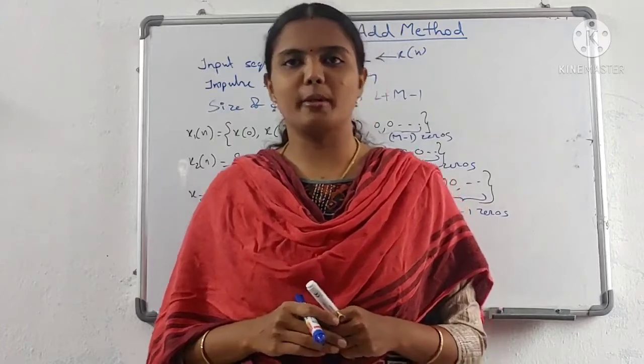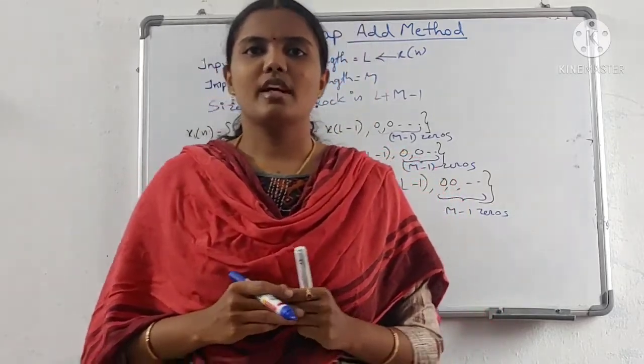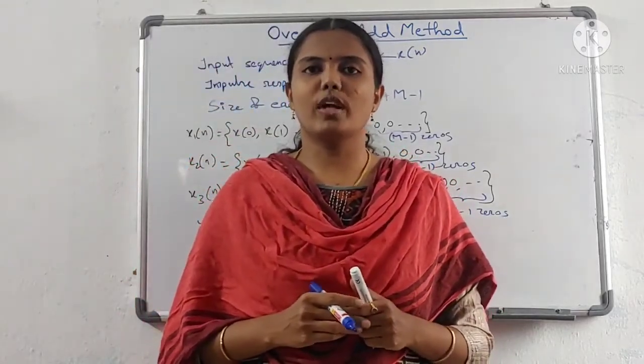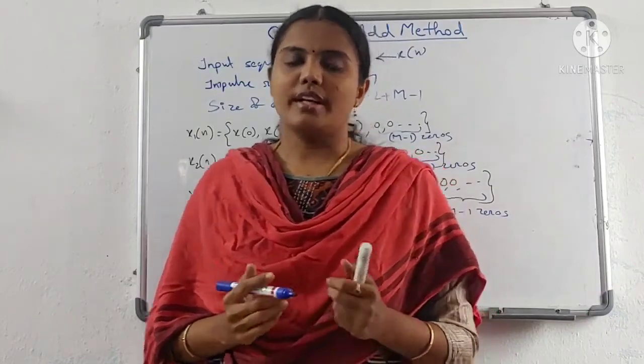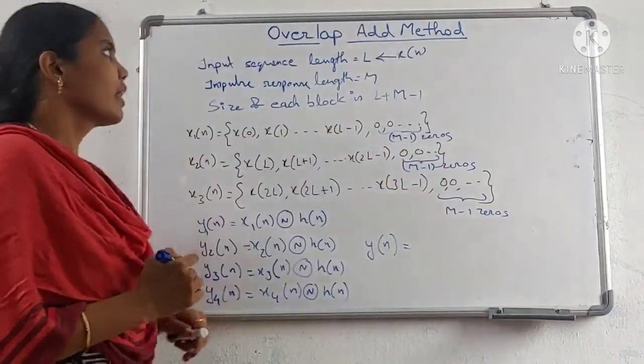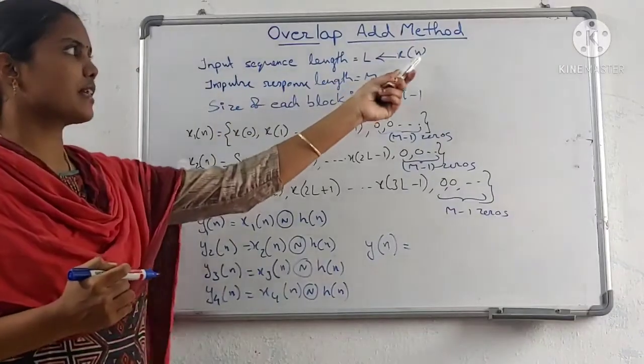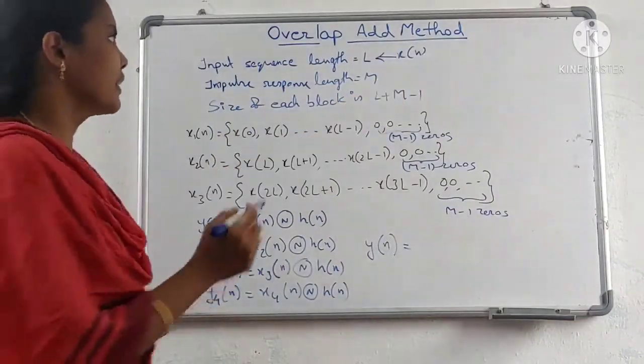Now I am going to explain the overlap add method. Last class we have seen the overlap save method. Let us see the overlap add method. So let the input sequence be x of n having a length L.